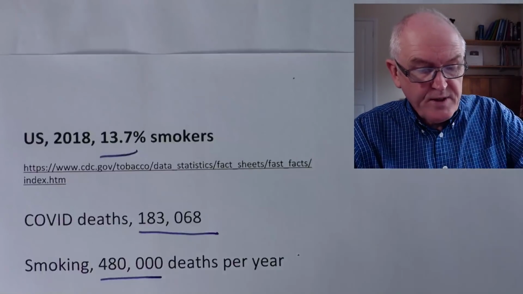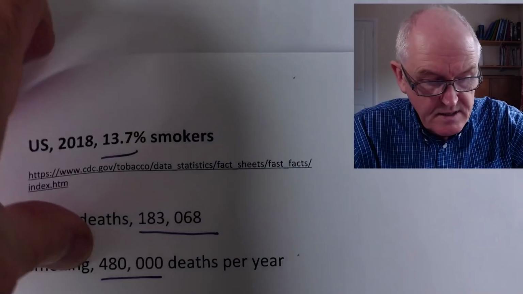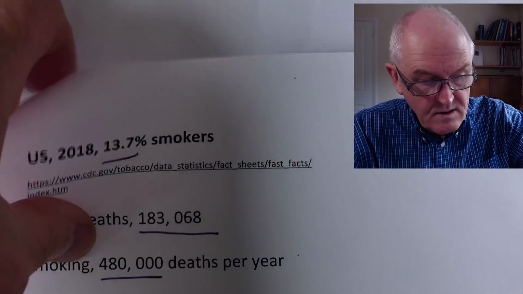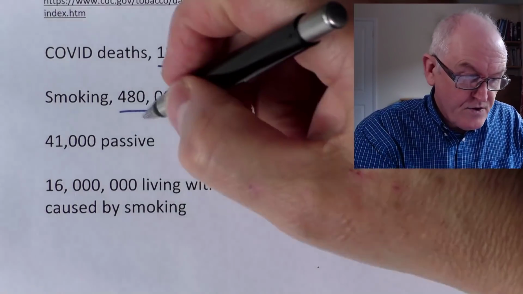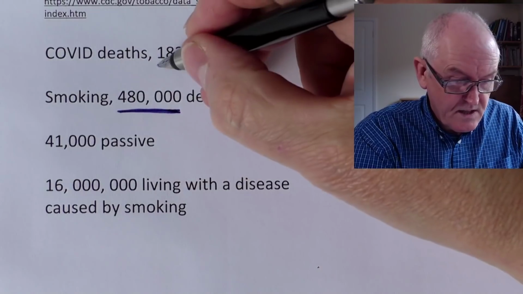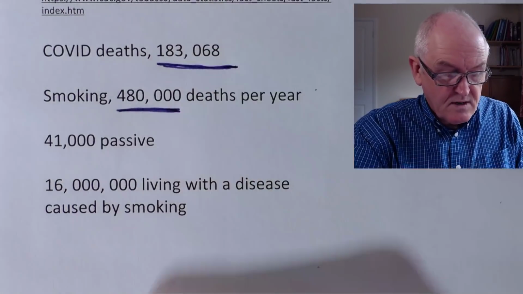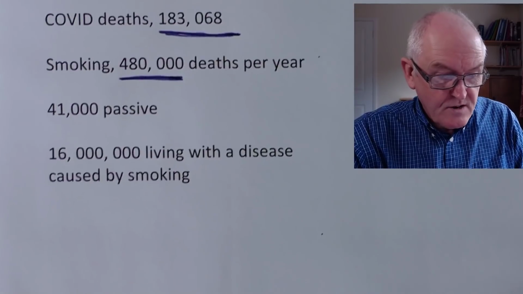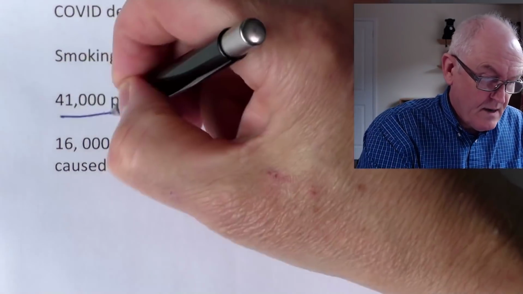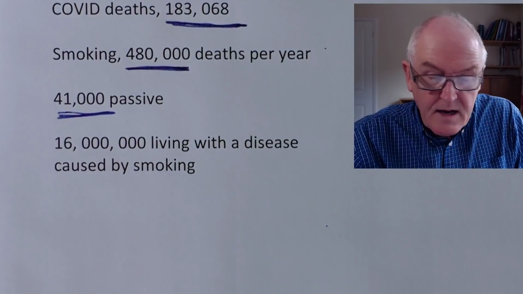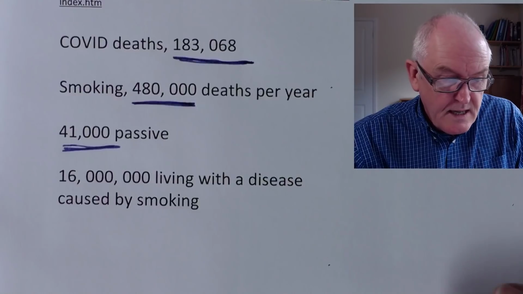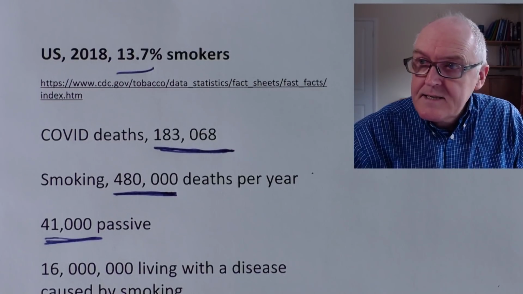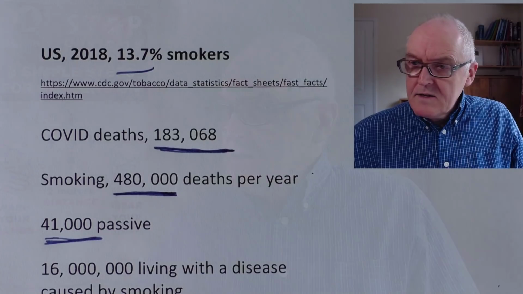This is actually based on 2018 data, so it's a bit out of date, but it's probably a little less than that now, but that kind of shows the influence of other health factors. 480,000 deaths from smoking, so far 183,000 deaths from COVID-19. 41,000 deaths in the United States from passive smoking, and 16 million people living with a disease caused by smoking in the United States. So I just wanted to put the deaths from COVID-19 into that perspective.